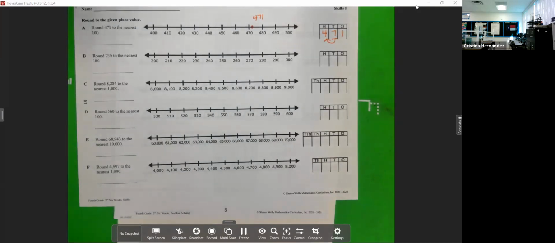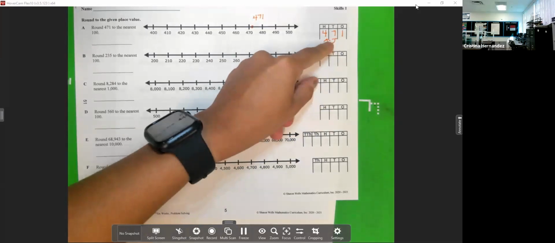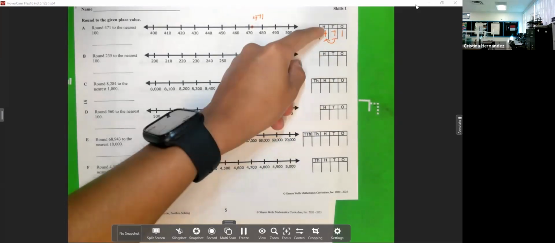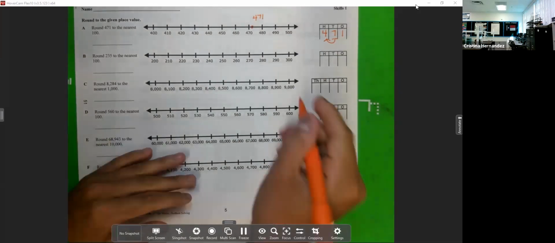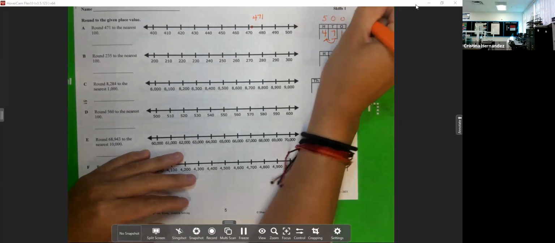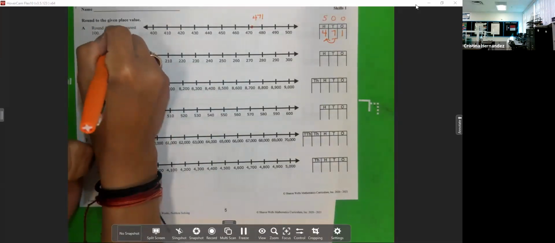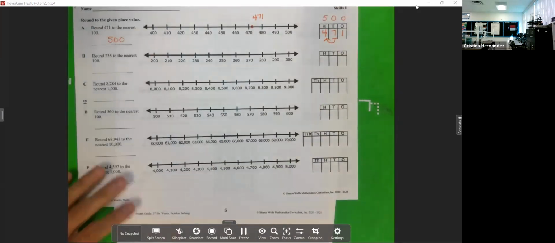So, if it's 5 or more, raise the score. 4 or less, let it rest. So that 7 is going to turn the 4 into a what? A 5, or is it going to go down to a 4? A 5. And then every number behind that would be a 0. So then you would round 471 to 500.